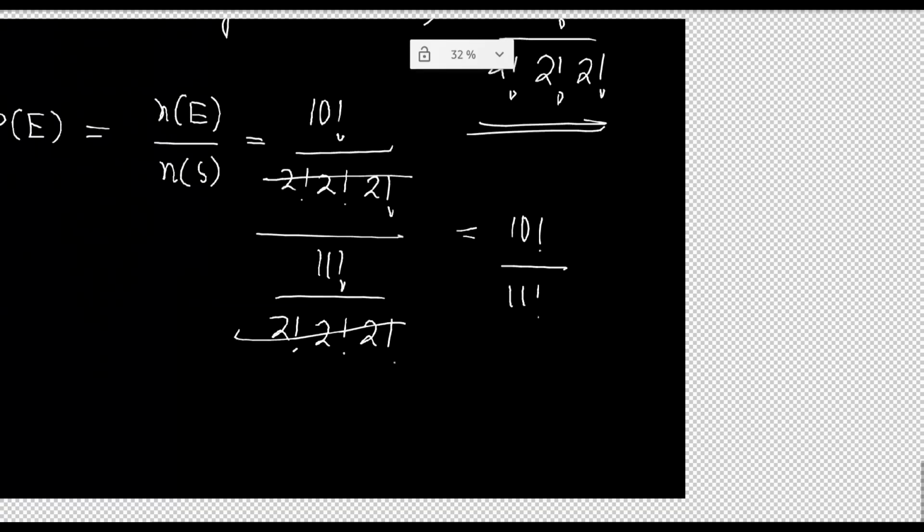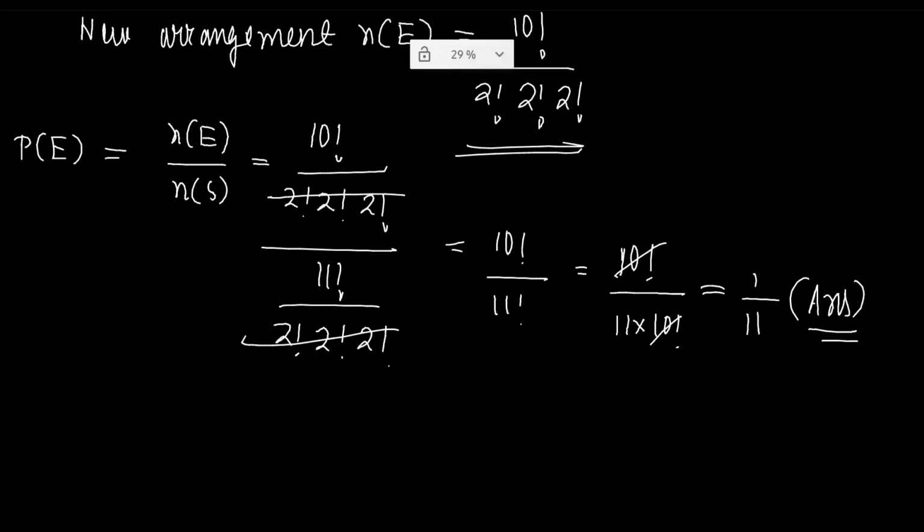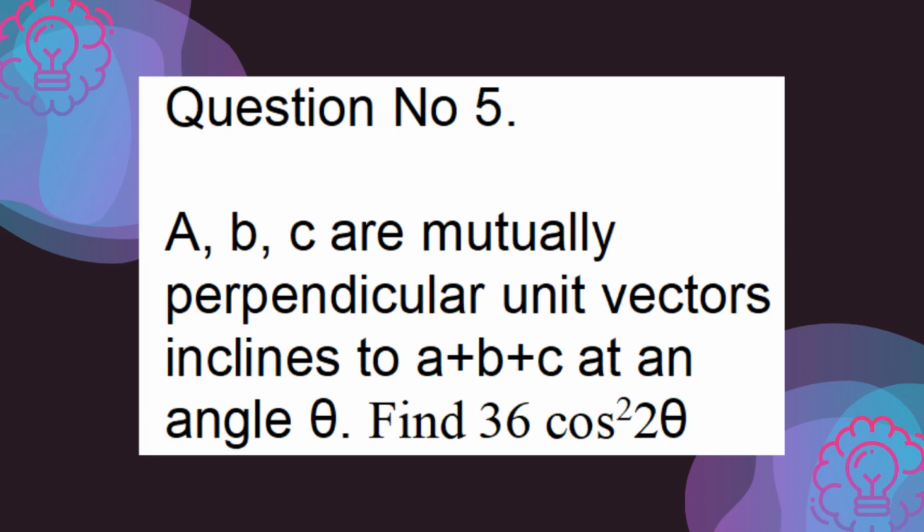Now this one we can write as 10 factorial by 11 into 10 factorial. So this is cancelled. So this is actually what? 1 by 11. This is the required answer. So the probability of the given word such that this m is at the fourth place is 1 by 11. So this is the answer. Okay. Now we come to the fifth question.